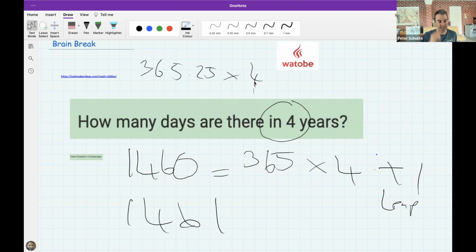Because it turns out that for the earth to go around the sun, let me make sure I get that right, it takes a bit more than 365 days. Give me a thumbs up if you know what a leap year is or if you've heard of a leap year. Just want to check. I'm sure you have, but it kind of sneaks in there. All right. Awesome.